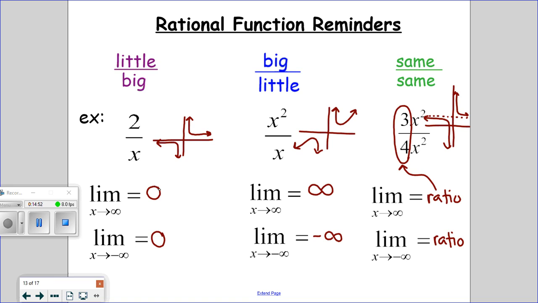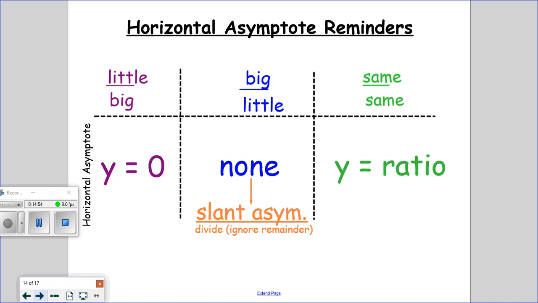Okay, so that's for your rational expressions. This kind of sums that up. Little over big is always going to be at 0. You won't have a horizontal asymptote for that big over little, and same is going to be at your ratio, whatever that ratio is.